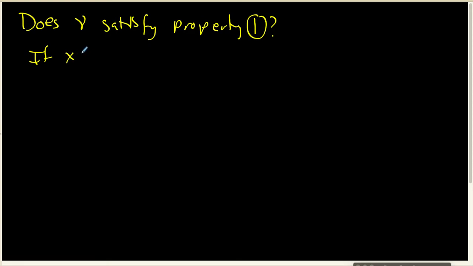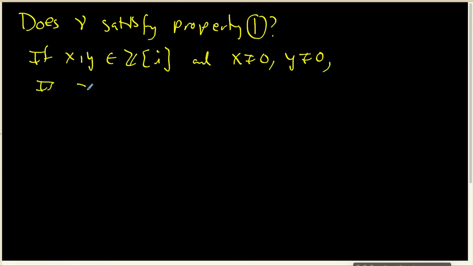Does nu satisfy property 1? In other words, if x and y are inside the Gaussian integers and they are both not 0, is nu of their product bigger than or equal to nu of one of the factors? And it doesn't really matter which factor, so I'm just going to worry about x.